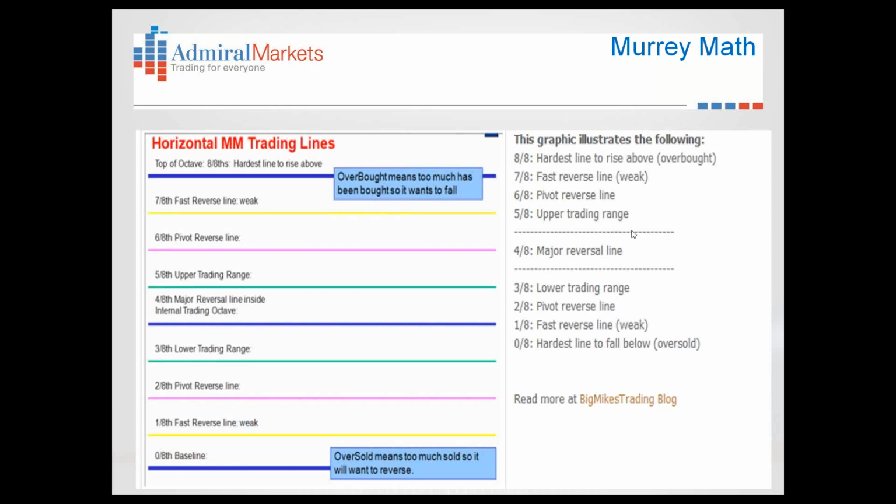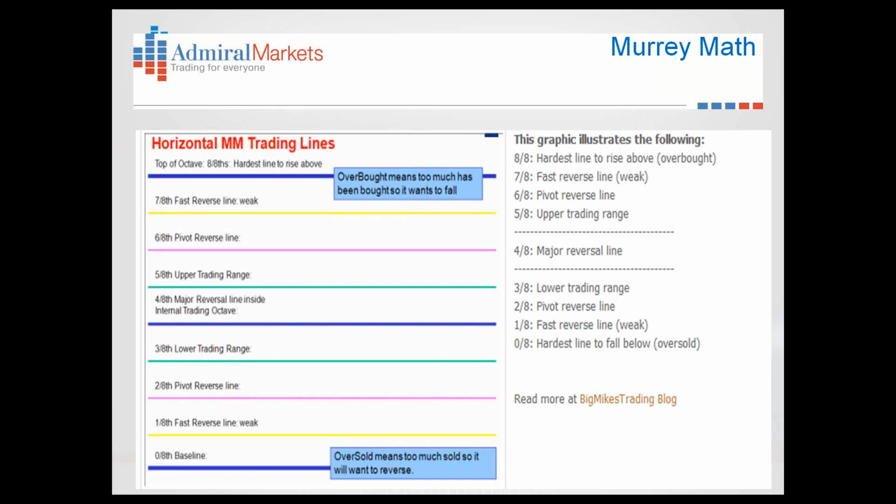So those are all equidistant lines. You see, those are perfectly aligned. And that is why Mr. Murray called this the harmonic octave, because those lines are equidistant and they're all perfectly aligned. So I will try to explain a little bit of these Murray Math lines. It will take a lot of time, and I'm not a master of Murray Math, but I use it to my advantage, and I know how it should be used if you want to trade those bounces of the Murray Math.